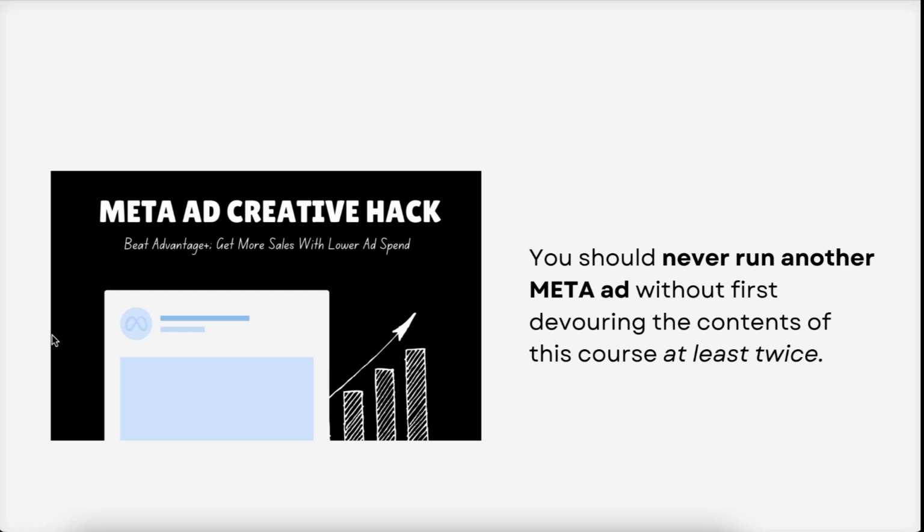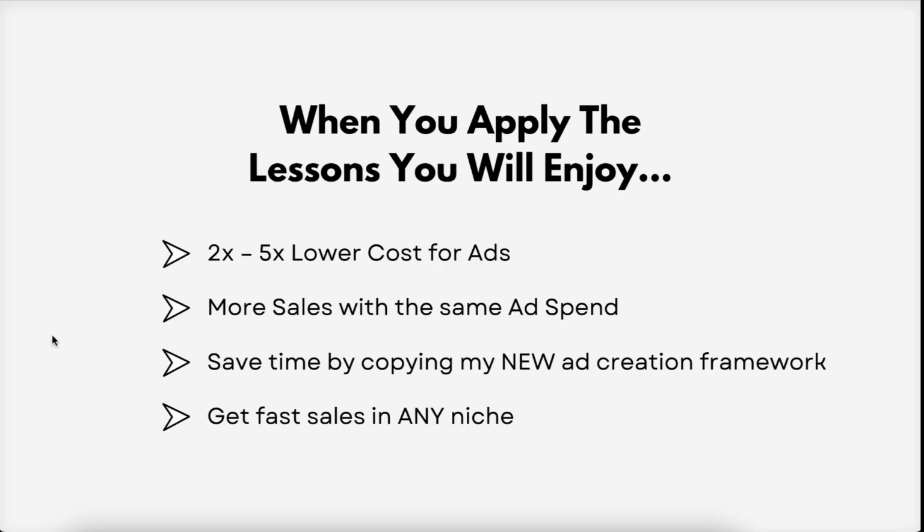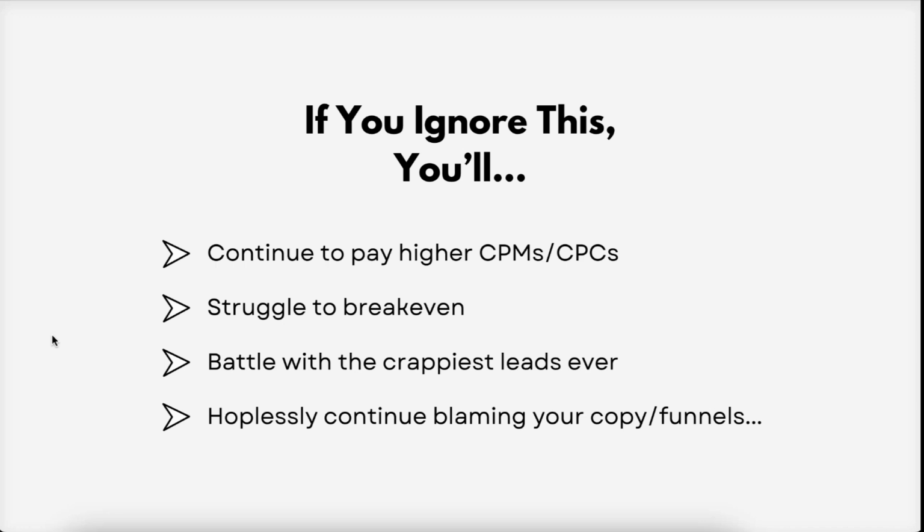When you apply the lessons inside, you can finally unleash the power of Facebook's targeting AI to pull crazy amounts of money from your promotions with ease. You will enjoy 2 to 5 times lower cost for ads, more sales with the same ad spend. You will save time by copying my new ad creation framework, and you'll be able to get fast sales in almost any niche. And if you choose to ignore this, you'll continue to pay higher CPMs and higher CPCs. You'll struggle to break even. You'll battle with the crappiest leads ever and hopelessly continue blaming your copy or funnels.